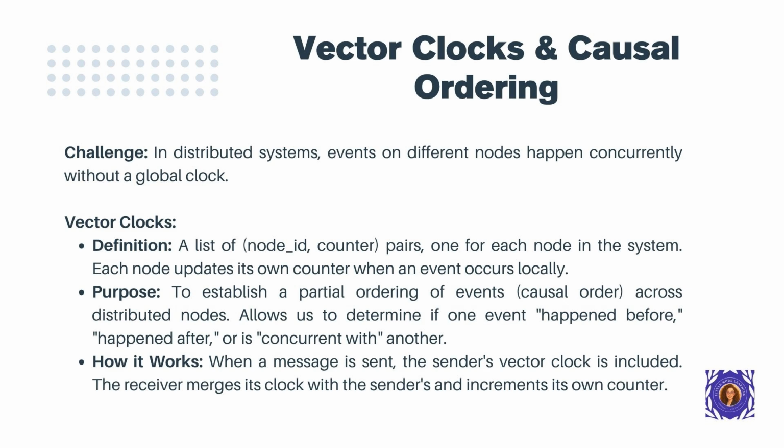Second, whenever an event occurs locally on a node, that node increments only its own counter within its vector clock. Third, when a node sends a message to another node, it includes its current vector clock within that message. Finally, when a node receives a message, it performs a merge operation. It updates its own vector clock by taking the maximum value for each entry in its clock and the received message's clock. After this merge, it then increments its own counter for itself before processing the message.